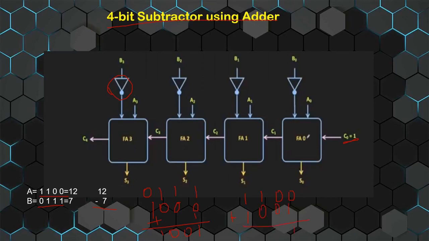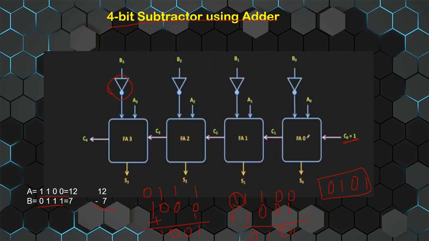Okay, so it will become 0101. 1 plus 1 is 0, carry 1. In subtraction, we will not be considering the carry. So what we got is 0101. What is 12 minus 7? It is 5. So we got the binary representation of 5 as 0101.